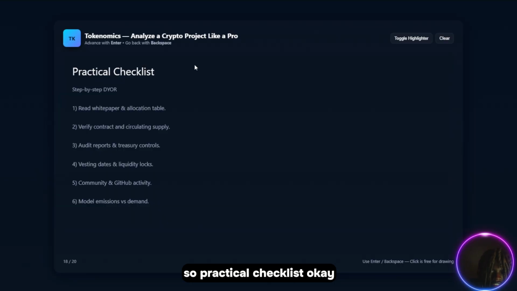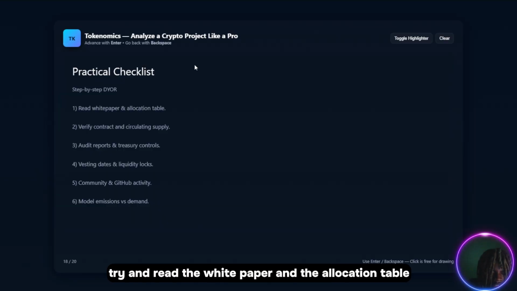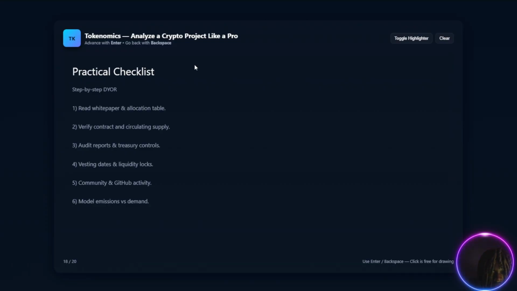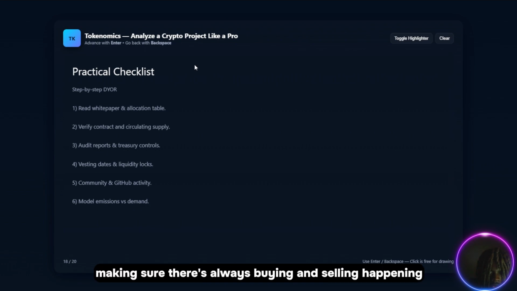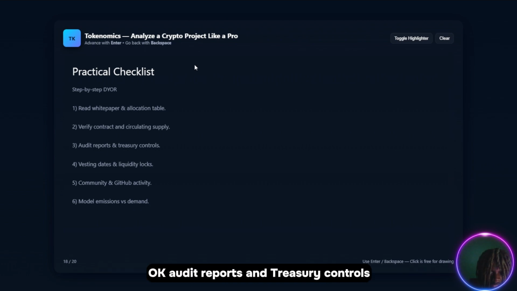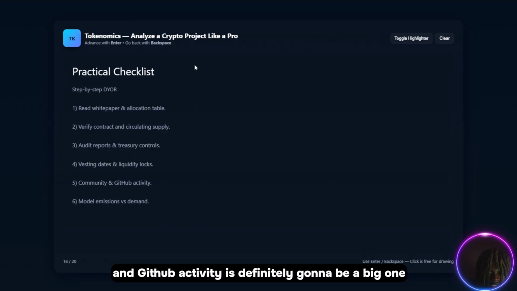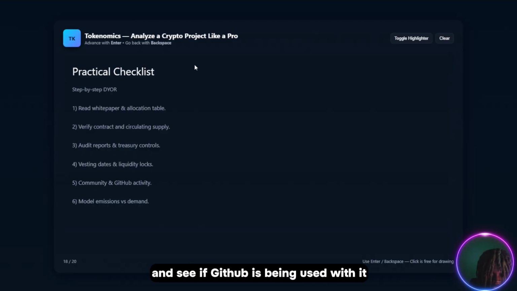So, a practical checklist. Try to read the white paper and the allocation table, and see if the cryptocurrency or the token is real. Verify the contract and the circulating supply, making sure there's value and that there's always buying and selling happening. Check audit reports and treasury controls, vesting dates and liquidity logs. Community and GitHub activity is definitely going to be a big one. See how people are talking about it and see if GitHub is being used with it, and model emissions versus demand.